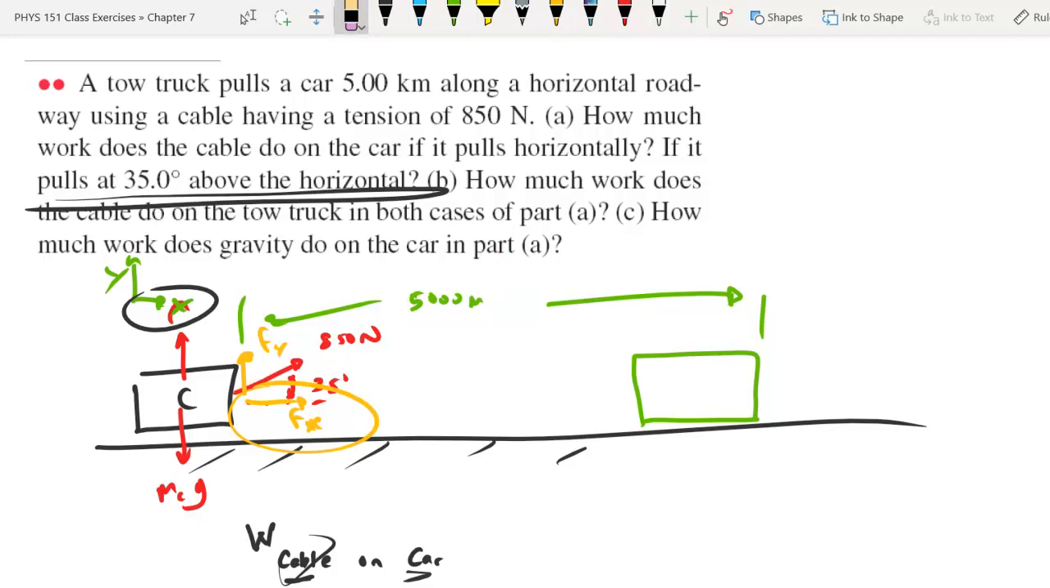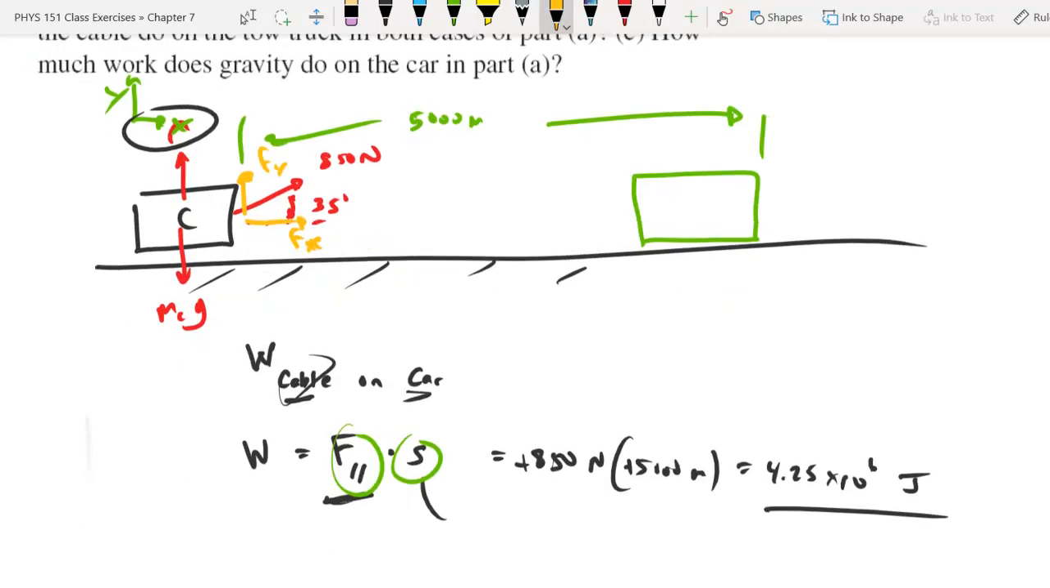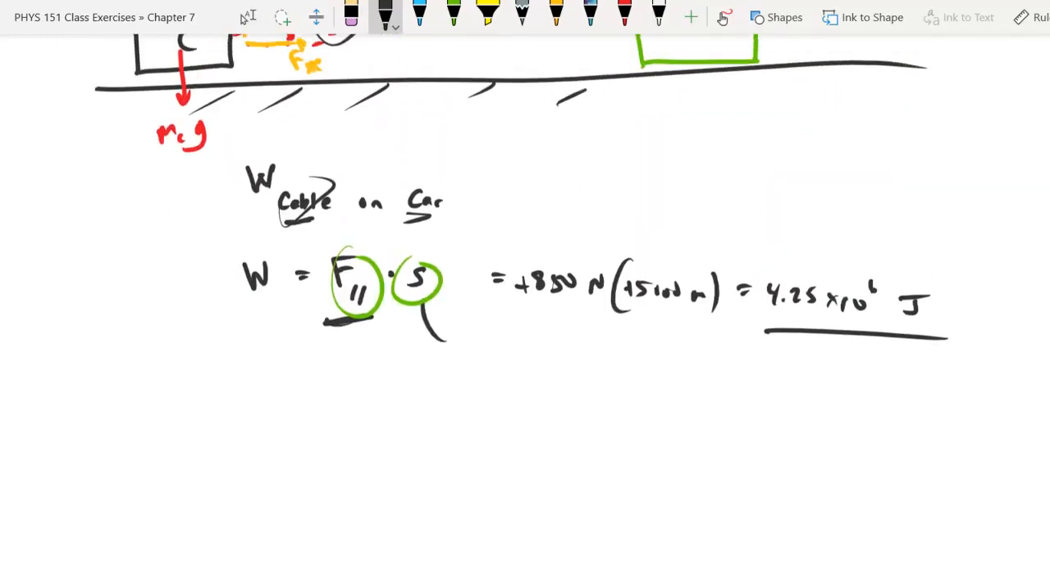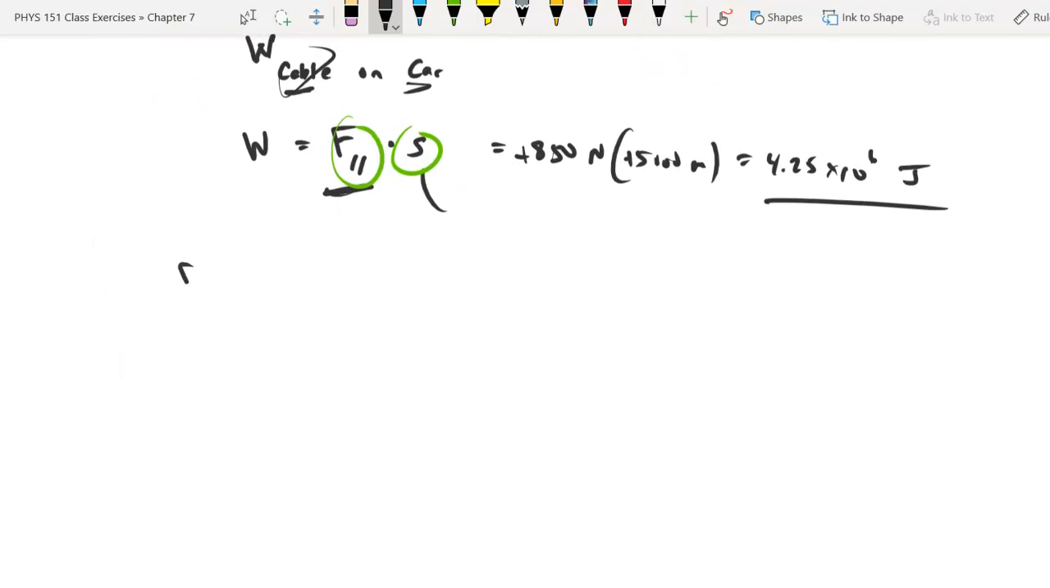It goes along the roadway. So we have the force in the x direction. Well, this is our x component. We're 35 degrees off the horizontal here. So we have Fx is equal to F cosine 35, or 850 cosine 35.